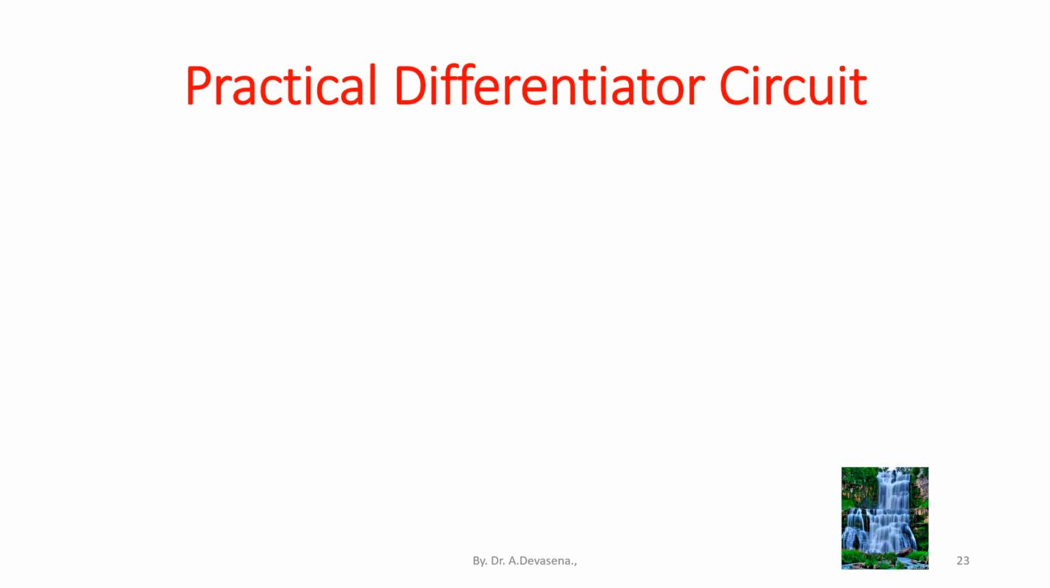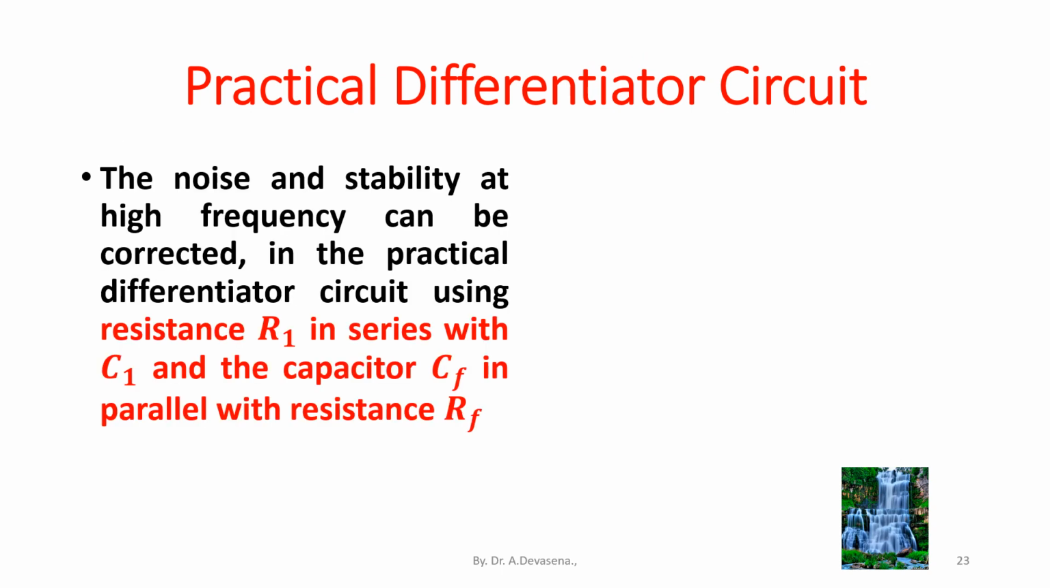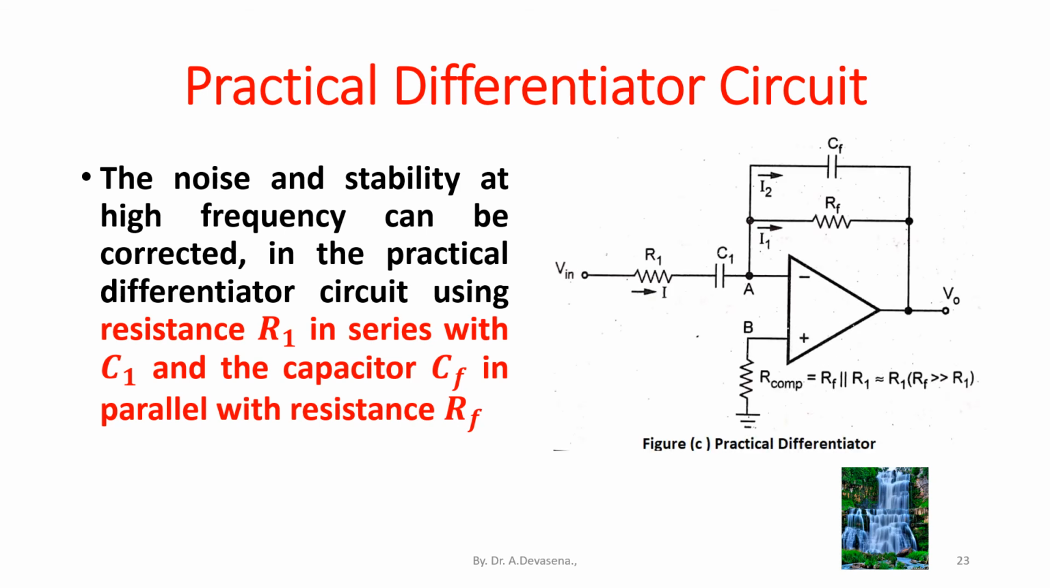Practical differentiator circuit. The noise and stability at high frequency can be corrected in the practical differentiator circuit using resistance R1 in series with capacitance C1 and the capacitor CF in parallel with resistance RF. This is indicated in this diagram. In this diagram, in the input side, we have included a resistance R1 in series with the capacitor C1. Similarly, in the feedback path, we have included a capacitance CF in parallel with the resistor RF. This is indicated in this practical differentiator.